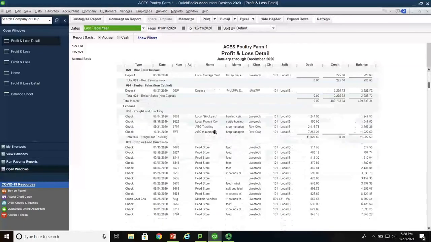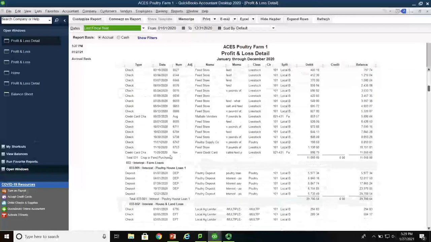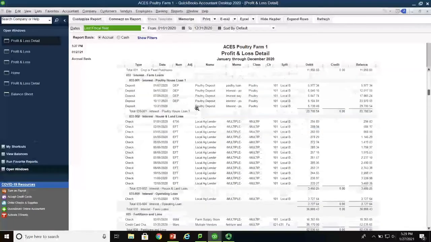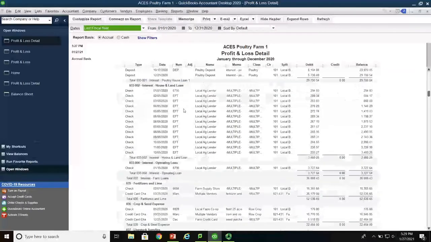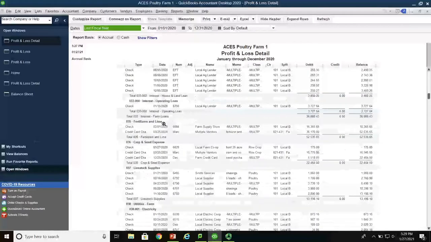And then we get into expense accounts. Here's freight and trucking. Here are 4 checks to freight and trucking. Then we're looking at crop and feed purchases. 15 different transactions there. 5 entries to interest for poultry loan number 1. And then we have a separate interest account for the house and land loan. And then we have another interest account for the operating loan.